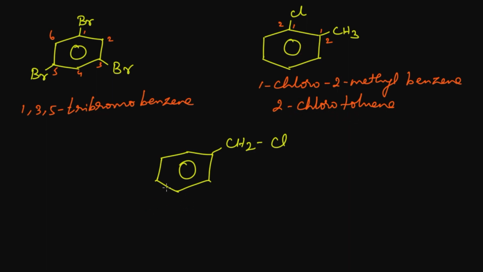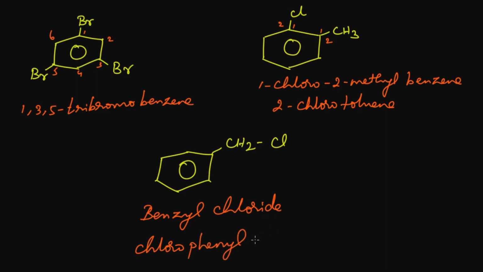Let's name this structure. The common name for this compound is benzyl chloride. Okay, because this benzene ring with CH2 is known as benzyl. Here chlorine is attached, so benzyl chloride. The IUPAC name of this compound is chlorophenyl methane. This is known as phenyl. Okay, to the methane molecule, here chlorine is attached and here phenyl group is attached. So it is known as chlorophenyl methane.